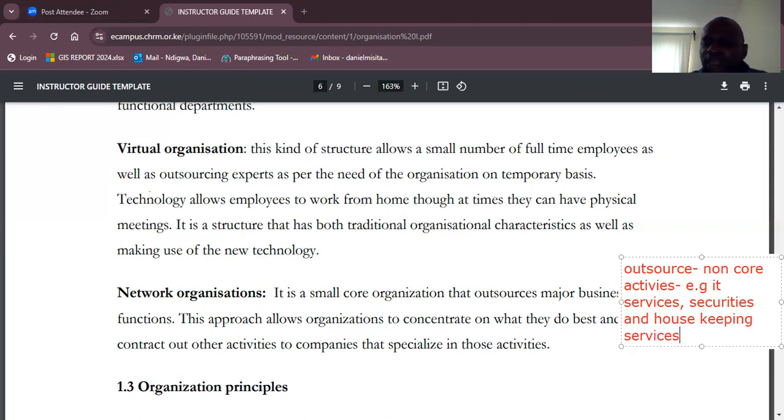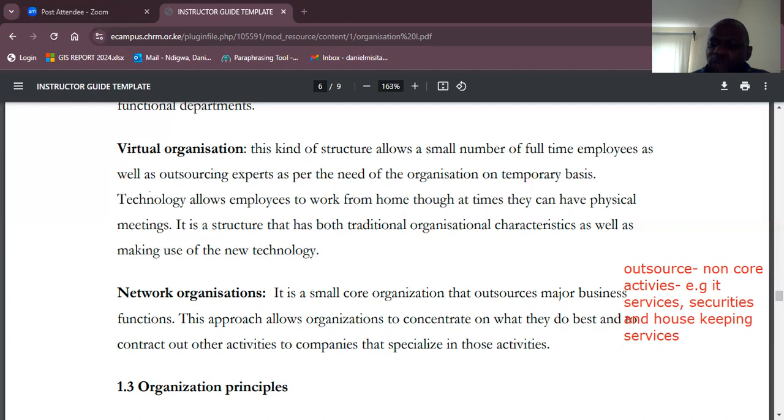So that at the end of the day, as much as you are outsourcing, your main focus is to maximize your production, where you are dealing with the core activities. For example, if you are in the banking sector, your core activities are to ensure you maximize bringing customers on board, and controlling deposits and withdrawals from customers and other important issues. So while you want to focus on the core activities, you can decide to outsource the non-core activities. And that is what network organization normally does for organizations.